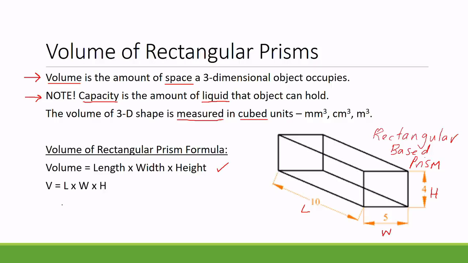So if I'm going to calculate the volume of this rectangular based prism, I'm going to get its length, which is 10. I'm going to multiply that by its width, which is 5, and I'm going to multiply that by its height, which is 4.